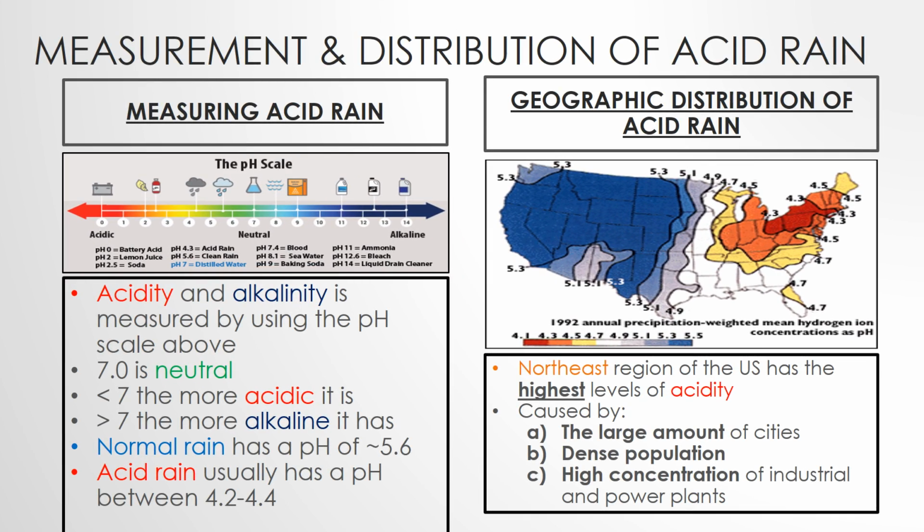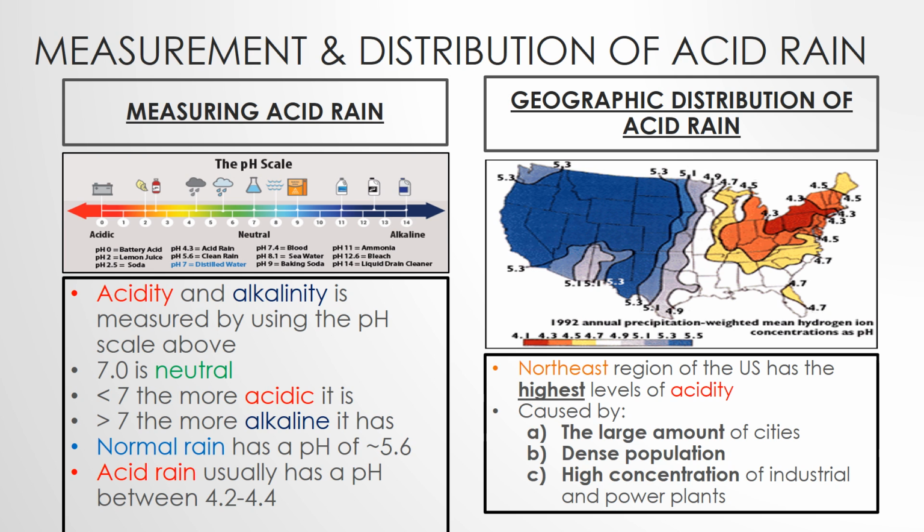Measurement and distribution of acid rain. When measuring acid rain, we use the pH scale. Acidity and alkalinity is measured by using the pH scale above, with 7 being neutral. If it's less than 7, it is more acidic. If it's greater than 7, the more alkaline it is. Normal rain has a pH of around 5.6. Acid rain usually has a pH between 4.2 and 4.4, which is very acidic.